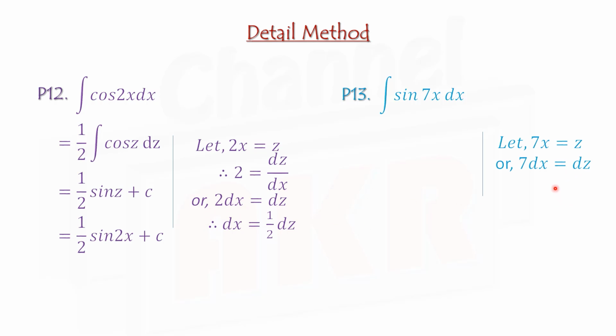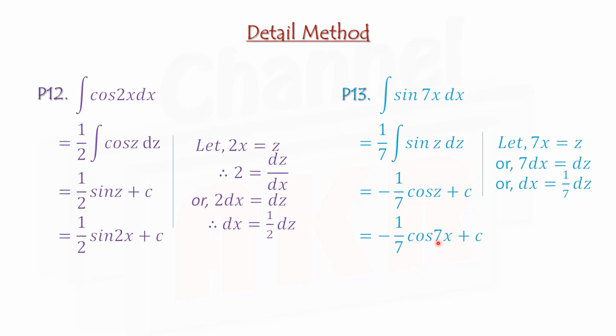Okay, this is a shortcut actually. Then dx equal to 1 by 7 dz. Put it here like this. Okay, integration of sin z is minus cos z. So we have this, and finally put the value of z, we get the answer. Okay, and this is completed now.